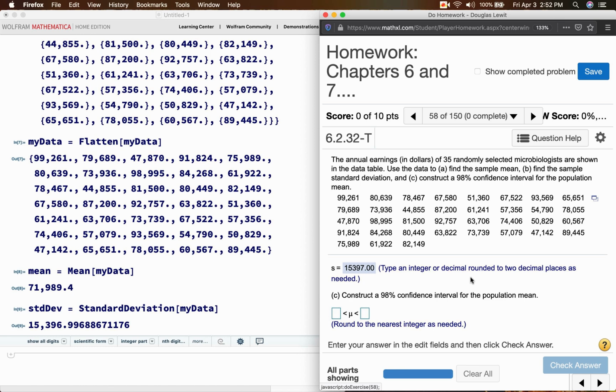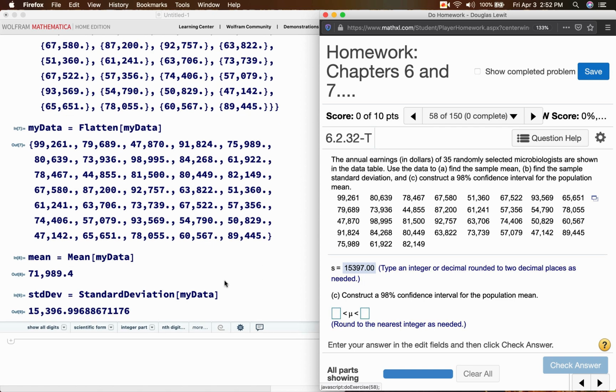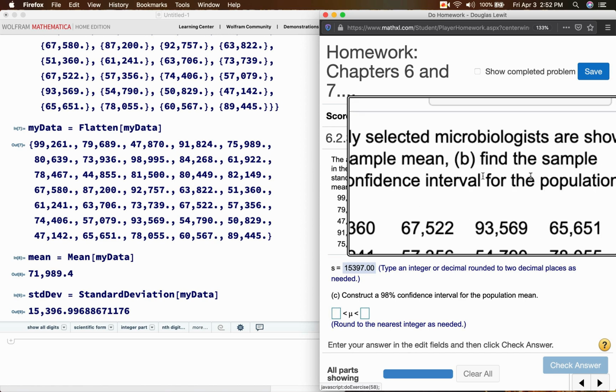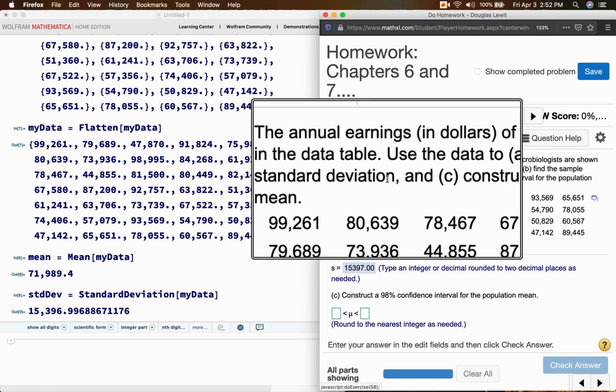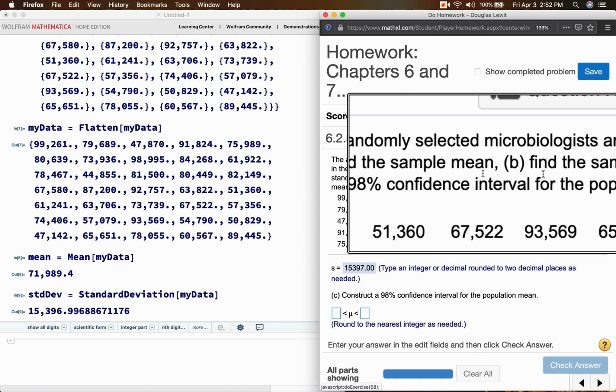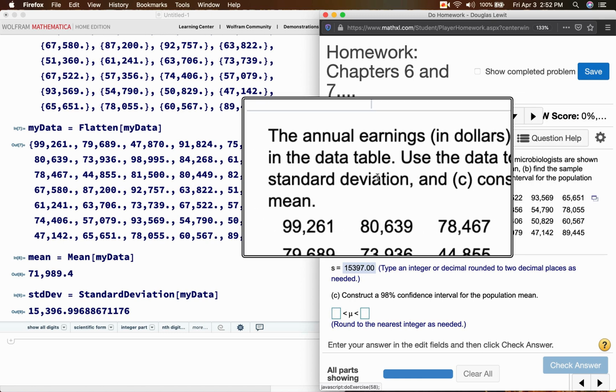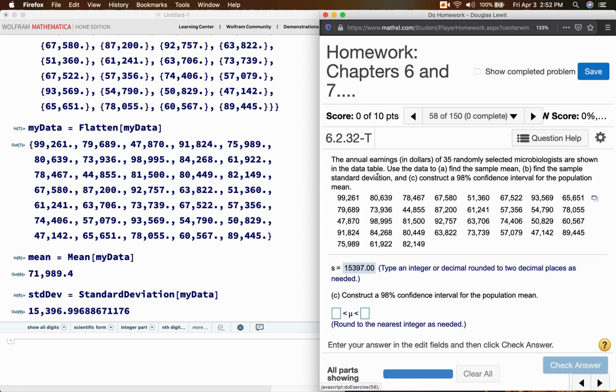Okay, construct a 98% confidence interval for the population mean. Now, it's important, you need to look at this part very, very carefully. It says find the sample standard deviation. So the population standard deviation is not given to you. The sample standard deviation is given to you. Because of that, you cannot use the regular normal distribution. You have to use a modified form of the normal distribution, which is called the Student t distribution.